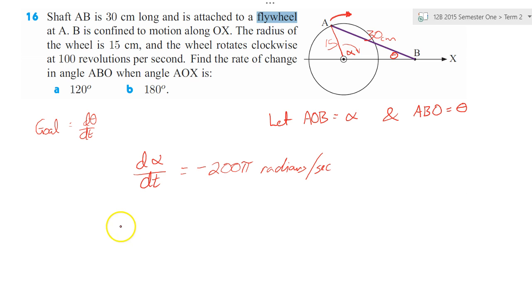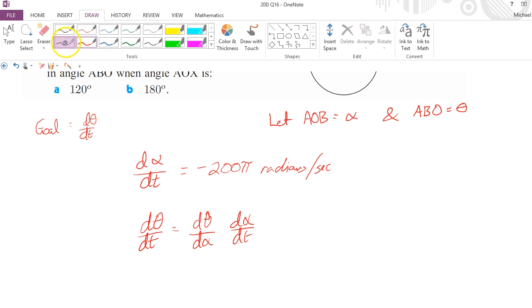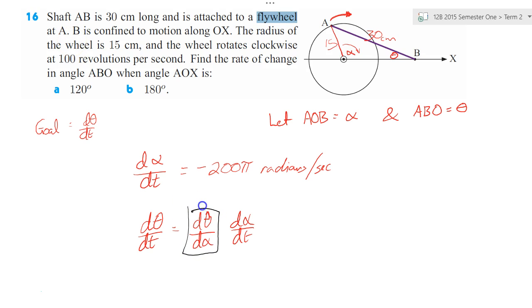So what's the rule that's going to relate them? d theta dt is going to be, I've got a d alpha dt, what's the one I need? I need a d theta on top and a d alpha on the bottom. So I need to find a rule that's going to relate theta and alpha. And looking at our triangle there, we've got opposite pairs there. I think it's pretty obvious that we're going to need the sine rule here. So if I want to find d theta d alpha, I need a rule relating the two. So I've got sine alpha over 30 is equal to sine theta divided by 15.